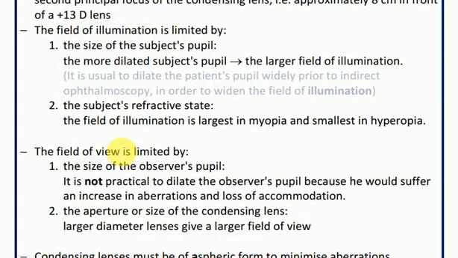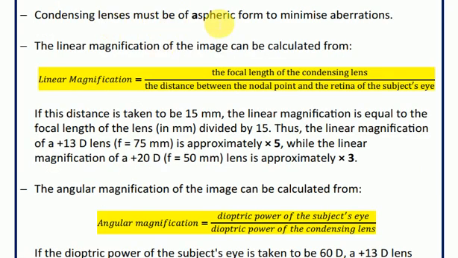Now the field of view is limited by the size of the observer's pupil. Illumination depends on the size of the subject's pupil. Field of view depends on the size of the observer's pupil. It is not practical to dilate the observer's pupil because he would suffer an increase in aberration and loss of accommodation. And the field of view is limited by the aperture or size of the condensing lens. Large diameter lens, large field of view. Now the condensing lenses must be of aspheric form to minimize aberrations.